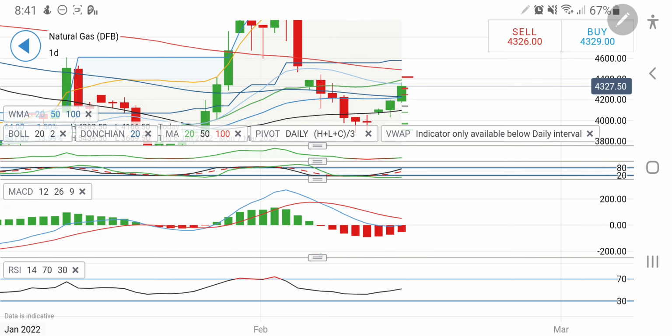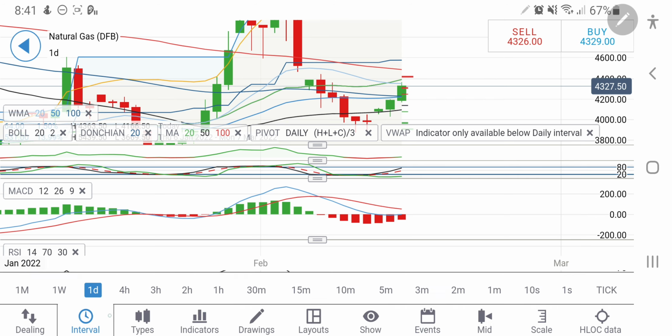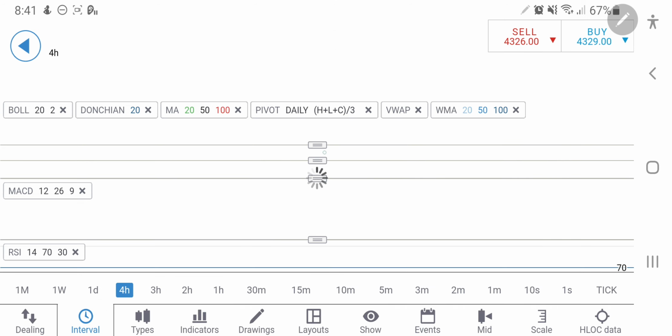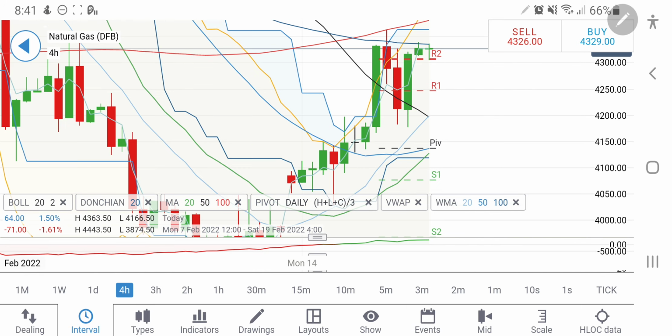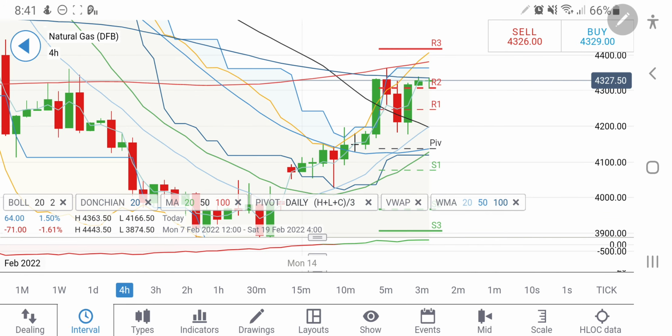The MACD lines are trying to converge, but this is on the daily charts. Let's have a look at the 4-hour charts. On the 4-hour charts you can find how beautifully it is traded in this channel. It has got its support. Now this was the consolidation zone, then breakout.